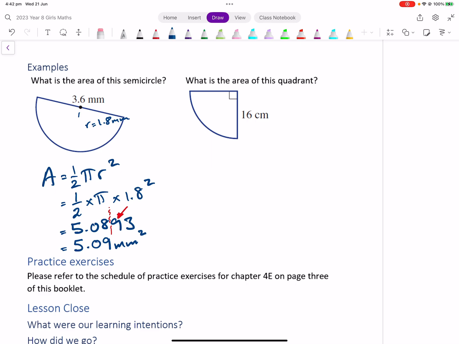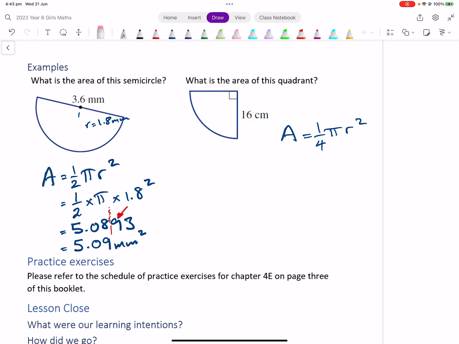Let's have a look at this quadrant here. It is a quarter of a circle. So if it was a whole circle, it would be pi r squared. But here, we've got a quarter of a circle, so we're going to multiply it by a quarter. Now, what is the radius? Well, that's a bit tricky, isn't it? They've given us this length here, which is 16.